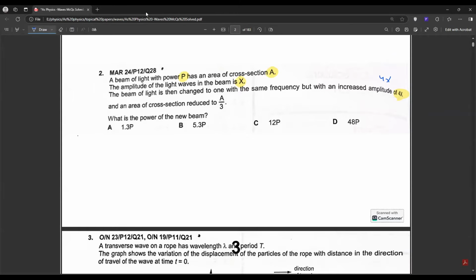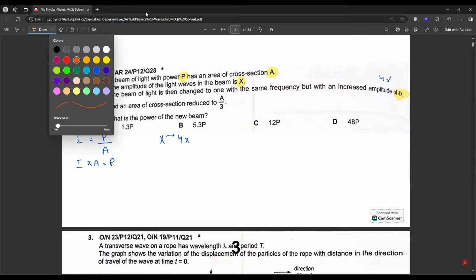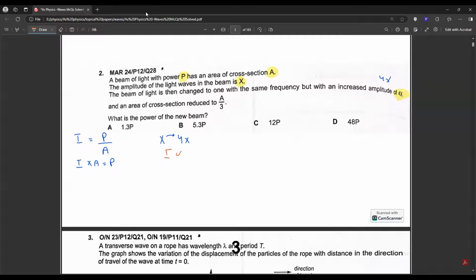We know that intensity equals what? Power over area. Initially, your power is P, so intensity times area equals your power. Now, the change that we are making is we are increasing the amplitude from x to 4x. Basically, we are making the amplitude 4 times. And we have studied intensity is directly proportional to amplitude squared. So intensity will increase from I to 16I.